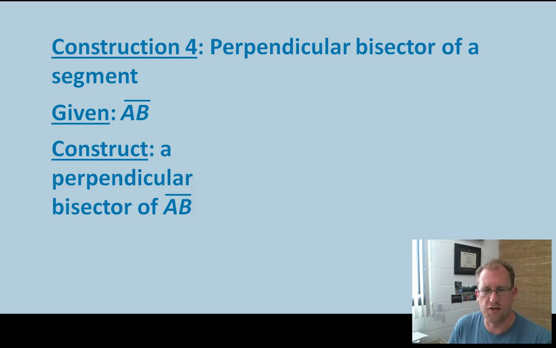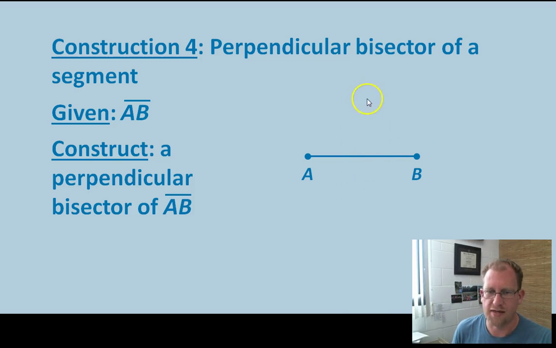Okay, so construction. To construct a perpendicular bisector, I have a segment AB, and I want to construct a perpendicular bisector of AB. So I have this thing, and I want to make something that goes 90 degrees through it and cuts it right in half.